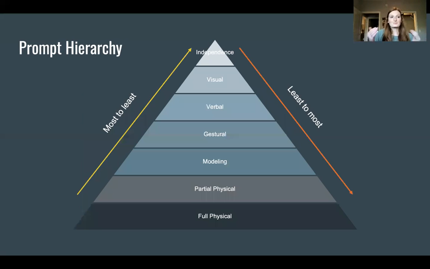So like we discussed with our prompt hierarchy, at the top, it is the least intrusive. And at the bottom, it is the most intrusive type of prompting. So obviously we want to promote independence. And so when you are prompting, come up with a game plan of how you're going to decrease these prompts to further support independence.